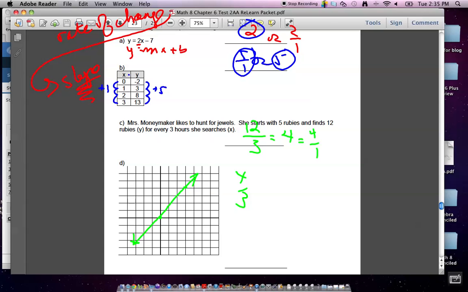So now the question is, which of these is the biggest number? Is 2, is 5, is 4, or is 4/3? And you guys were very good about this. The correct one is 5. 5 is the biggest, greatest rate of change.